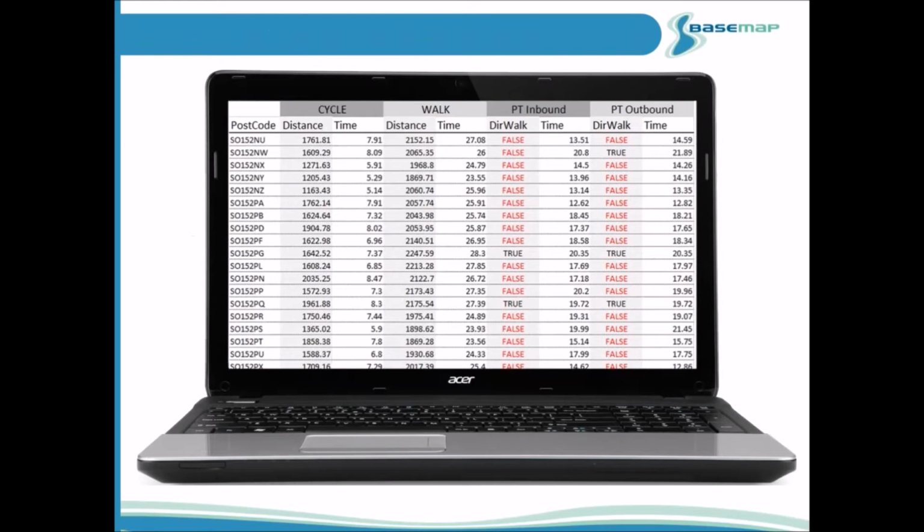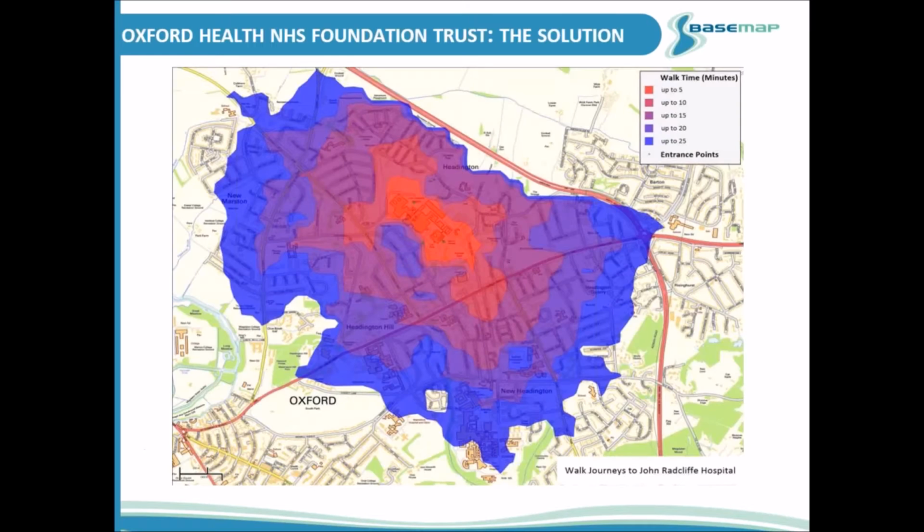So again, they produced something that very similarly looked like this, where they had a postcode of each staff member, and then had a cycle time, a cycle distance, a walk time, a walk distance, a public transport journey time in both directions as well. And that was basically the basis of the car parking permit systems. They could then very easily say if someone was within those catchments, would they get a car parking space or not.